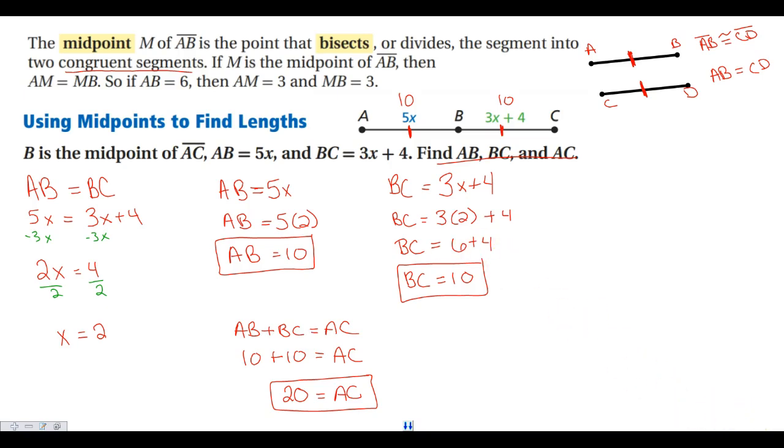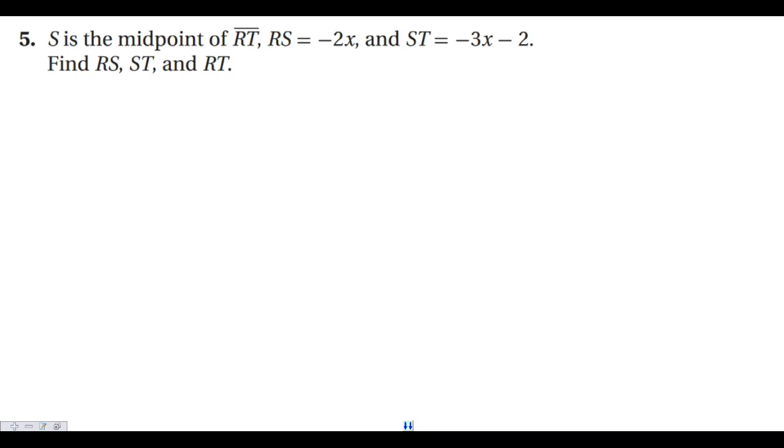Okay, let's look at one more. And it says that S is the midpoint of RT, and it gives us values for the lengths of segments RS and ST. Okay, so first things first, since a picture is not given to us, anytime you are not given a picture, your first step is to draw it. So I'm going to draw it.